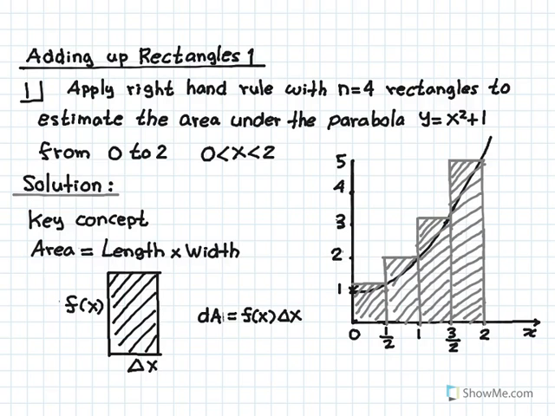The key concept is that the area is length times width. So the length is f of x, the height, and the width is delta x. And dA is equal to f of x delta x. This is a change in area, and we're going to add up these rectangles.